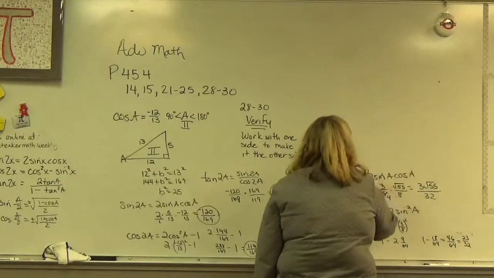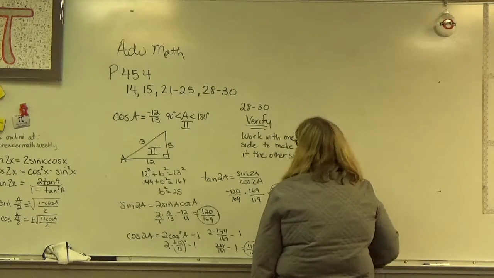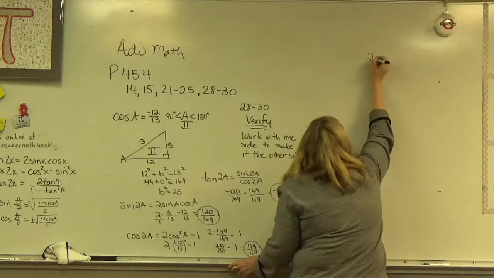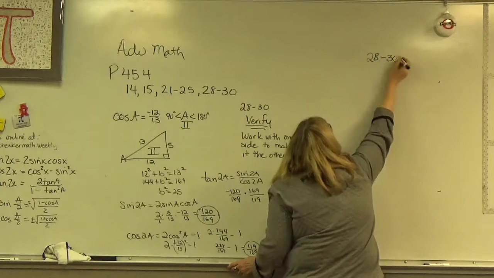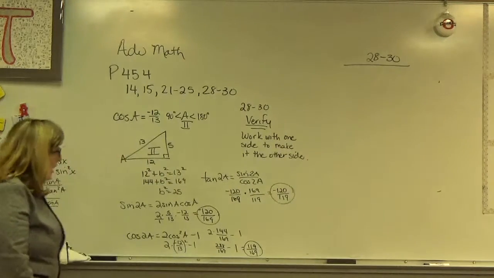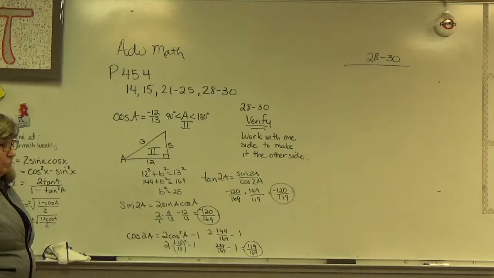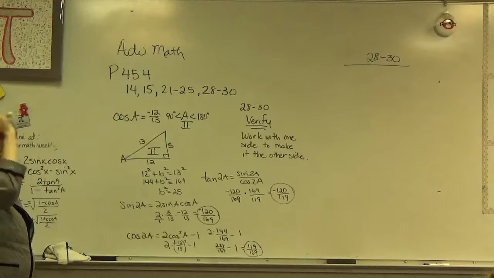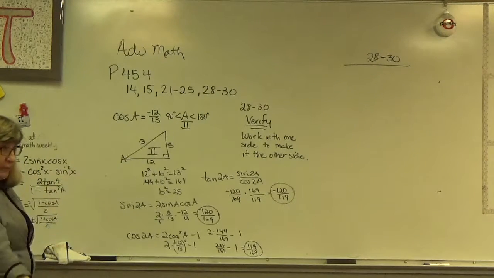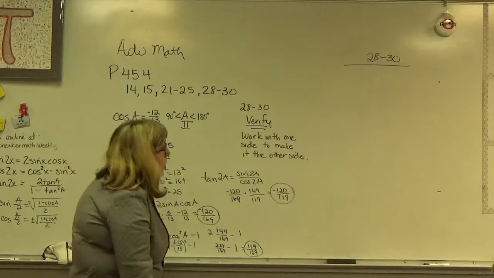Next group. Have we done this before? Yep, verifying. Yes, we have. We're verifying again. And on verification, true verification is where you work with one side and one side only. I know the other class has been doing a modified verify where they work with both. I work with one side only, and you make it look like the other side. Which is always doable.